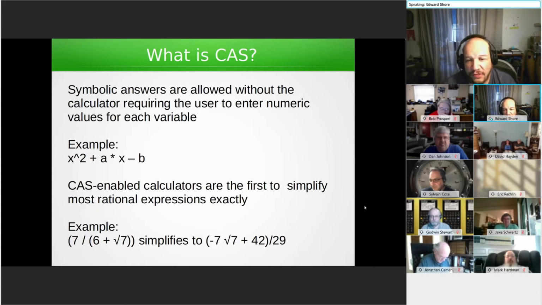CAS-enabled calculators are also the first to simplify most rational expressions exactly. So if I have something like 7 divided by the quantity of 6 plus the square root of 7, that can be simplified to -7 times the square root of 7 plus 42, all that divided by 29. And what it does in the simplification, of course, is multiply by the fraction of 6 minus the square root of 7 over 6 minus the square root of 7.